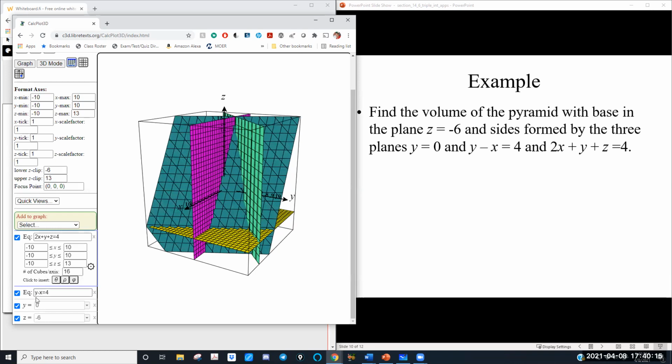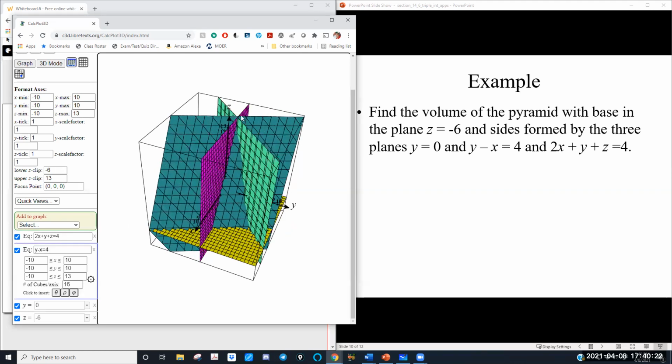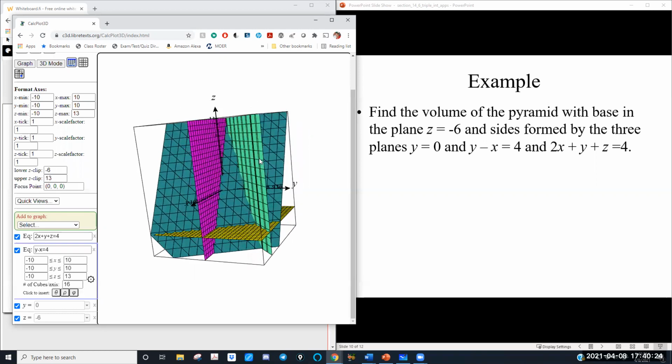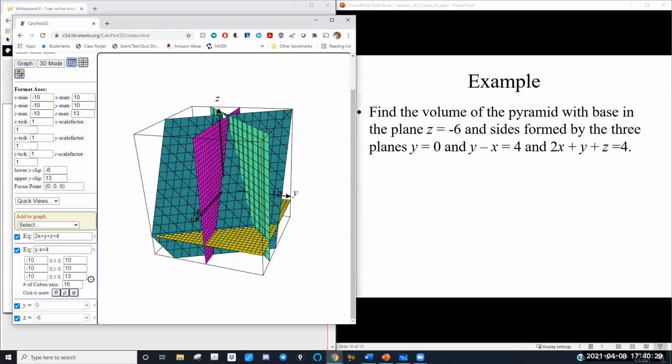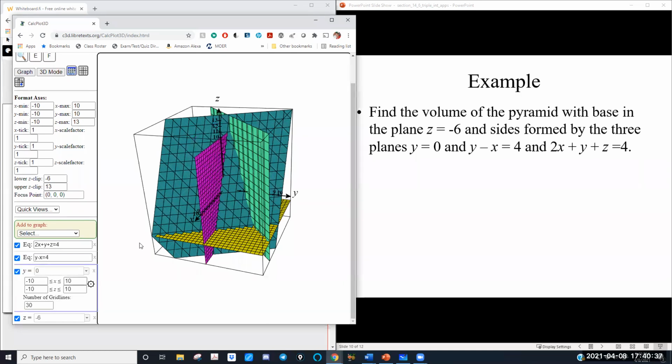We also have the plane y minus x equals 4. Let's match that up with a color. That's this light green one. It's cutting through here. That makes sense because there's no z in it. That's why it's got no angle in the z direction. So that's this plane. We have a plane at y equals 0. That should be our purple plane. It goes right down the y-axis. And then finally, we got our plane z equals -6, which is this yellow guy on bottom.